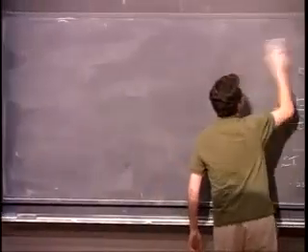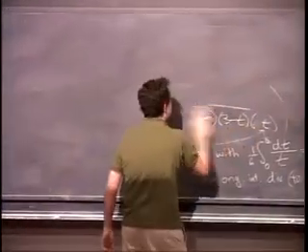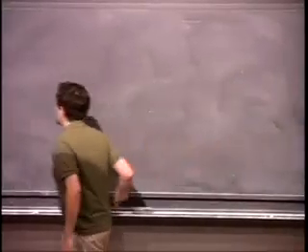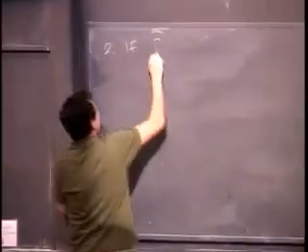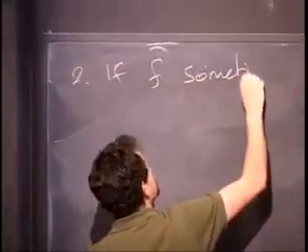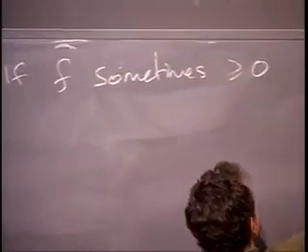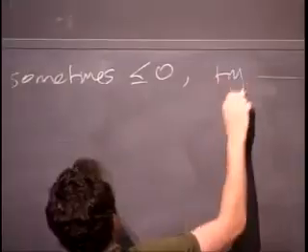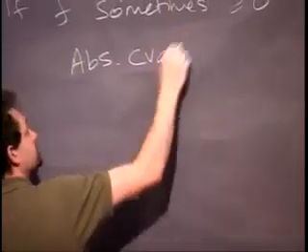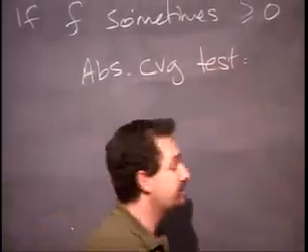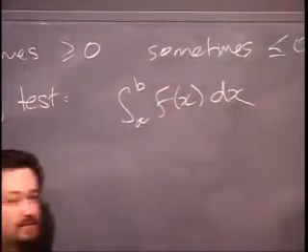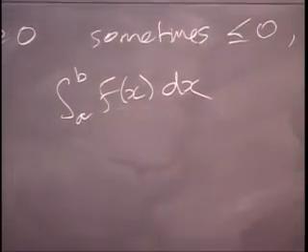And to do this, we need another test that I haven't mentioned yet, and it's called the absolute convergence test. And here's what it says. So, step 2, if f is sometimes positive and sometimes negative, try this test. Absolute convergence test. Here's what it says. So you have some integral here, where f of x is positive sometimes, negative sometimes. Again, either of these could be infinity, minus infinity, all that sort of stuff.